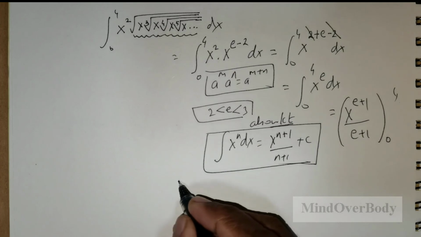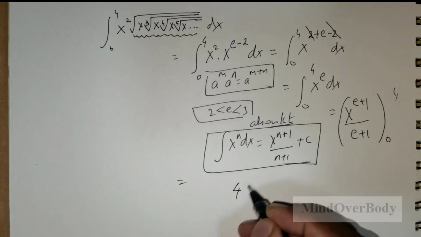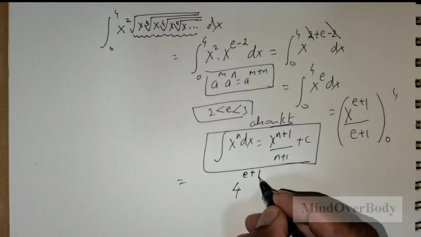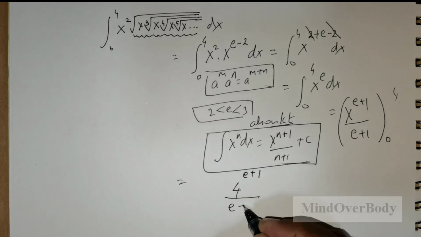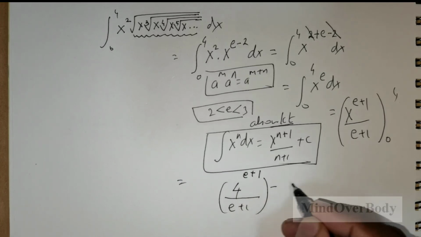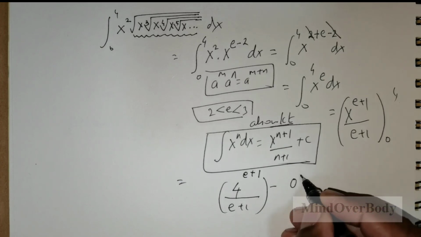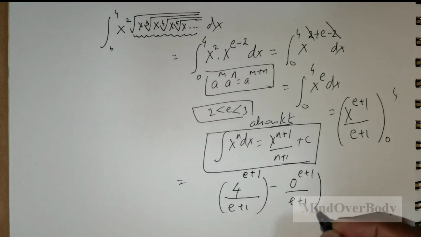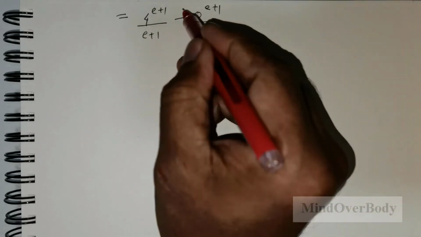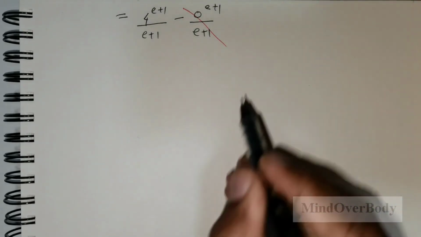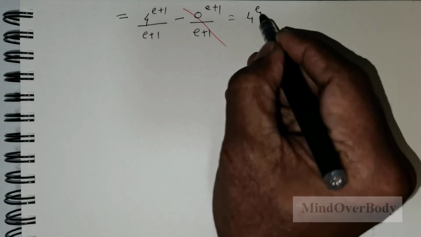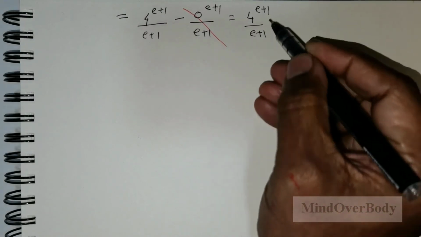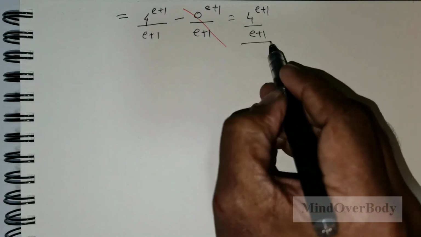Now if I were to place the upper limit, which is 4, that's going to be 4 raised to the power e plus 1 divided by e plus 1, minus the lower limit 0 raised to the power e plus 1 divided by e plus 1. Now clearly this will be gone, giving us 4 raised to the power e plus 1 divided by e plus 1, which is our final answer.